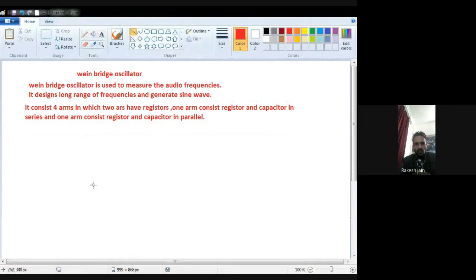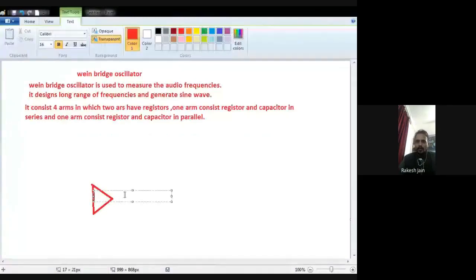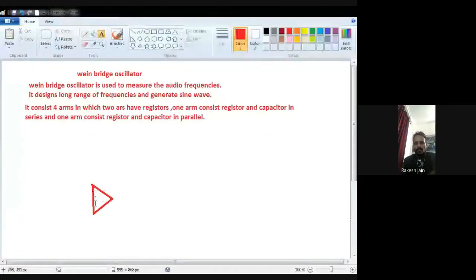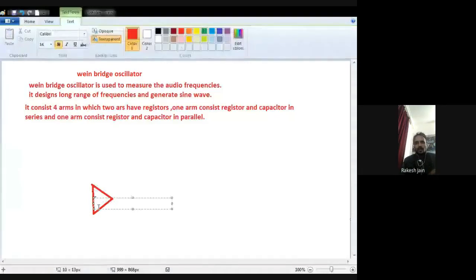First we read about the Wien bridge oscillator, then we will design it in Multisim. So let's suppose this is my operational amplifier. As we know, an operational amplifier has a plus terminal and a minus terminal; the plus terminal is denoted as pin 3 and the minus terminal as pin 2. Because it is an oscillator, it contains positive feedback. So let's suppose this is your negative terminal, pin 2, and this one is your positive pin.